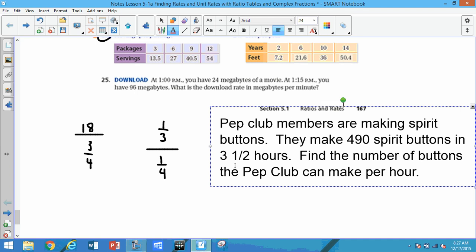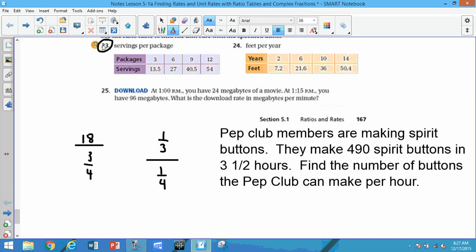Okay, so now you're going to create that complex fraction problem as a rate, and then you're going to simplify to make your unit rate. Okay, so you have those four problems: number 23, then 18 over 3/4, and 1/3 over 1/4, and then this word problem to solve.